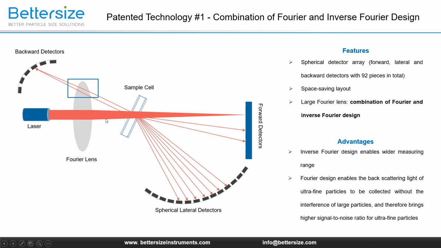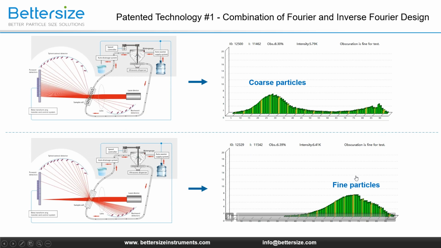And this feature brings a unique combination of Fourier and inverse Fourier design in the Bettersizer 2600. Inverse Fourier design enables wider measuring range, and Fourier design leads to higher signal-to-noise ratio for ultrafine particles. As we know, large particles scatter the light exclusively in the forward direction, and the forward scattered light is quite strong. So the forward detectors have a stronger light signal.